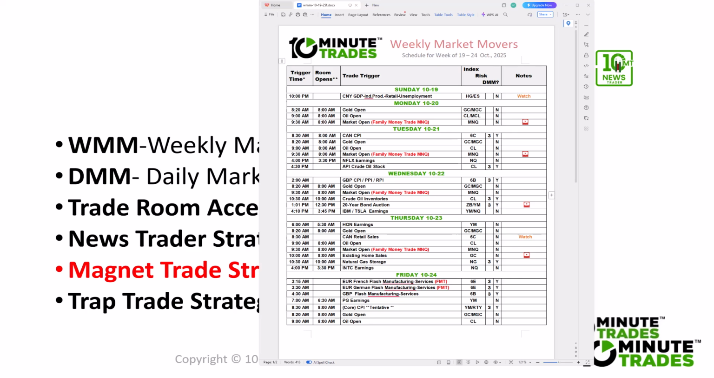So for instance, we show the time of the event, the time that our trade room opens, the name of the event we're going to trade. We have an instrument that we're trading that particular event, or there might be a few different ones. Some events we give a risk rating to, and some events get the second element of our trading system, the daily market mover. And I'll show you what that is in a moment.